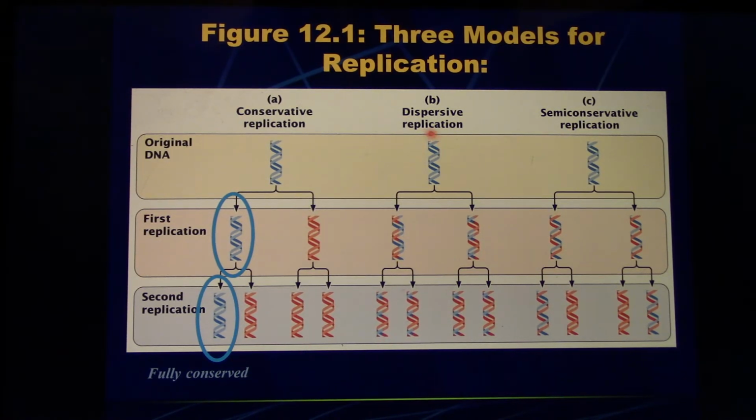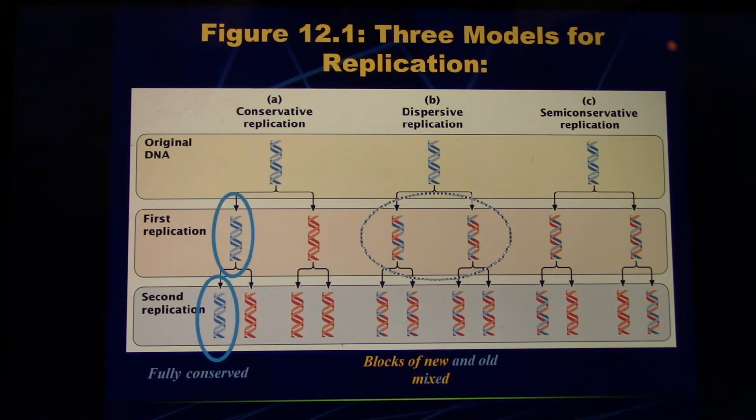Dispersive replication, you again start with that original DNA double strand in blue, and you break apart what we now know as the phosphodiester bonds and reassemble it just like a jigsaw puzzle. And so you continue to get old mixed with new for every subsequent DNA replication. So you have blocks of new and old mixed together.